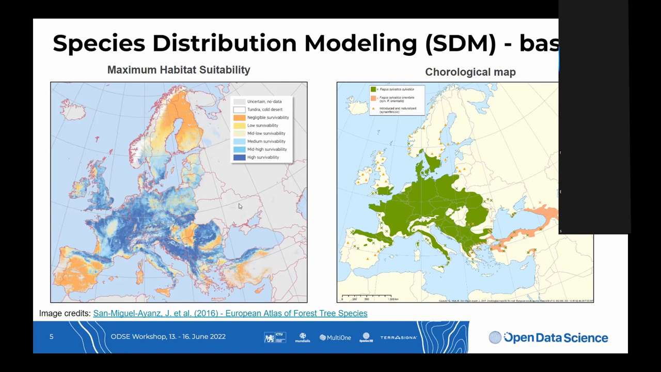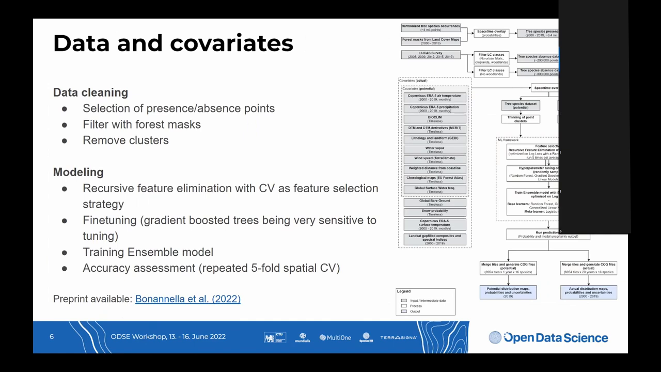Unfortunately, these maps are very low resolution, from 1 to 10 kilometer scale, and there is only one map for the whole Europe, which is not referenced in time. So that's the problem that we started to solve, both high resolution and more spatial coverage.